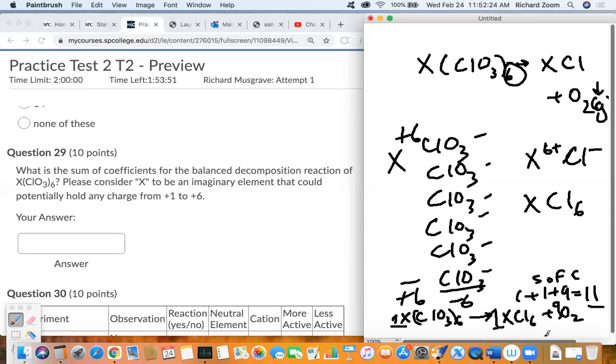So I understand that the X gets the 6 plus charge. Where are you getting the 9 from again? From the oxygens, because when you've got 3 times 6, that's 18 over here, Courtney. Yes. Which means 9 times 2 is going to be 18 over here. Okay. But if you counted all these oxygens up, 3 plus 3 plus 3 plus 3 plus 3 plus 3, that's 18. The 6 ClO3s, remember what the parentheses are? It means there's 6 of those entire groups.